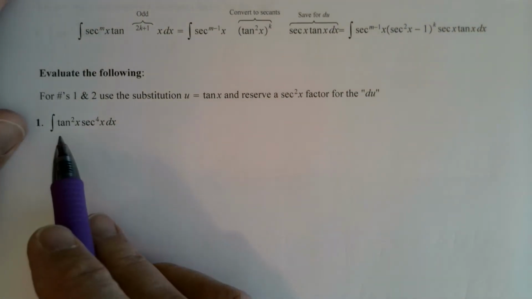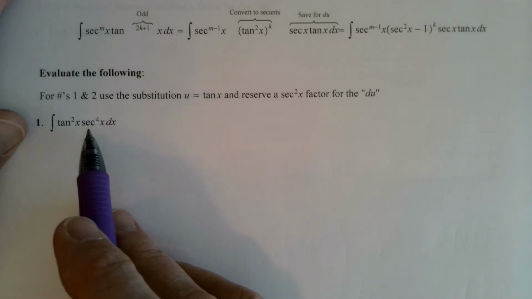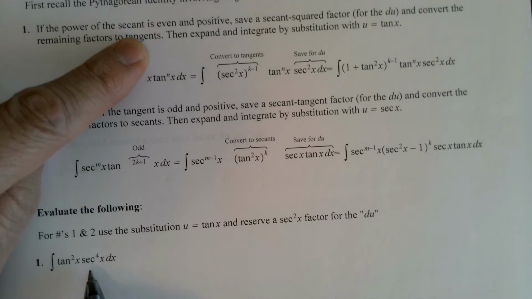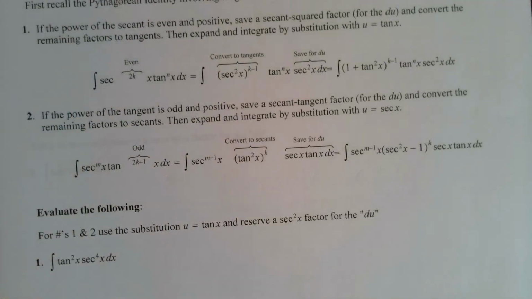Notice here, tangent even, secant even. So since secant is even, we can use this first one. If the power of secant is even, we'll save a secant squared factor. So let's take a look at doing this one.